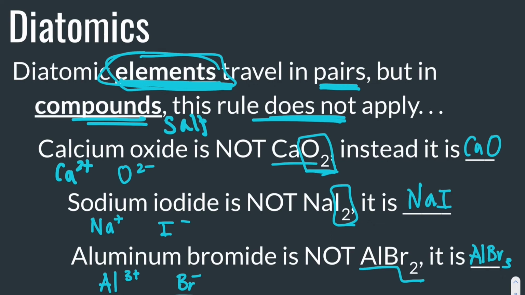So make sure that you are aware of the fact that diatomics and this rule of 2 only happens when they are by themselves. Oxygen gas, hydrogen gas, so on and so forth. So on your homework, you should be able to write the proper formula for elements and salts and write the phase of matter.